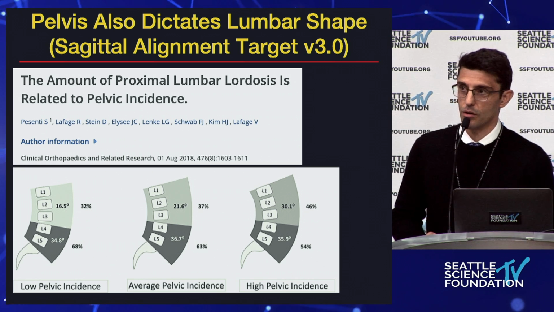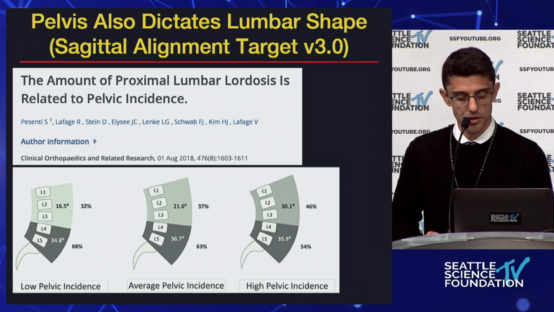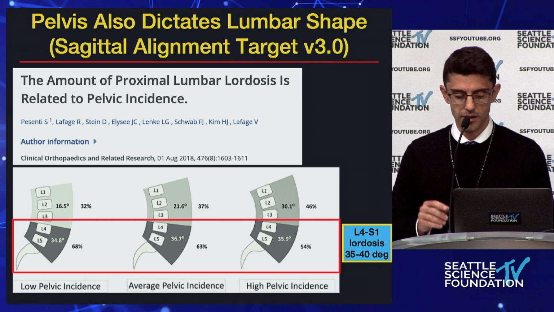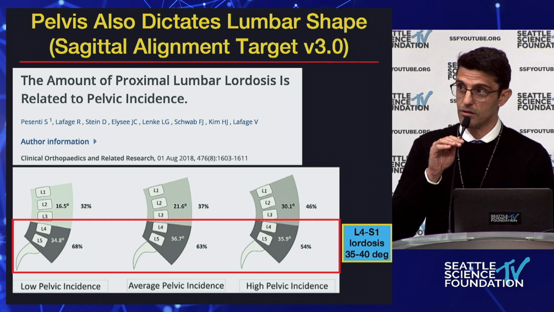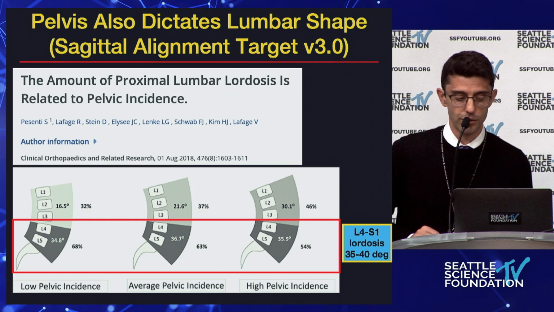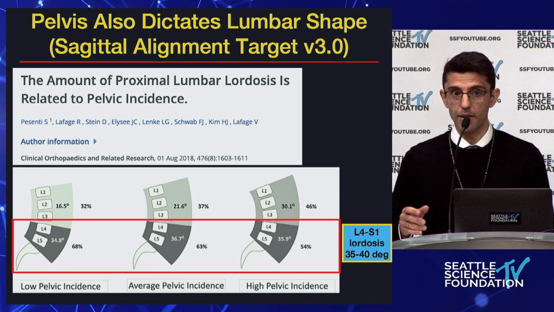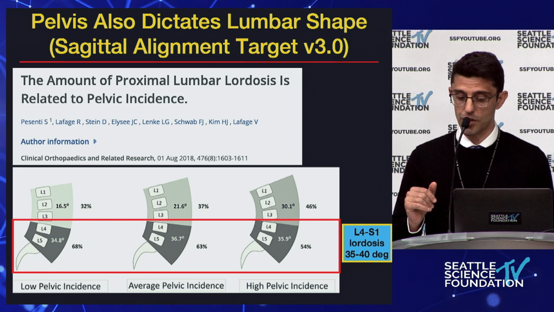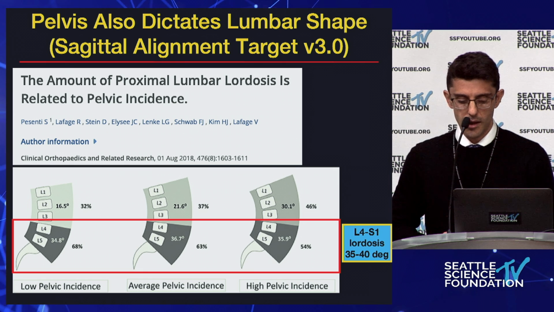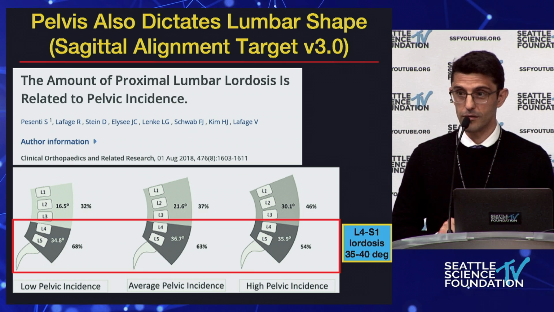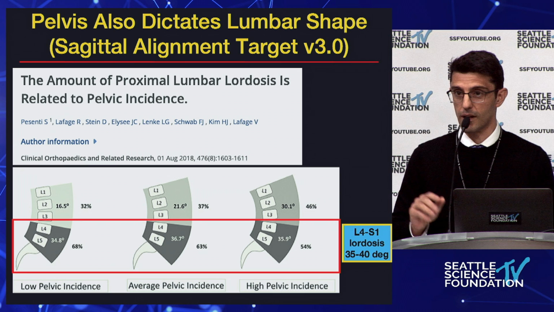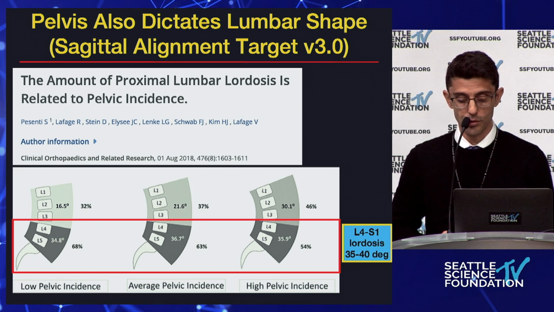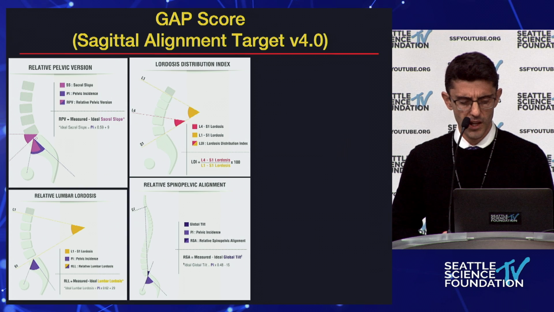And this is a nice article from Virginie Lafage, and they found that irrespective of your pelvic incidence, essentially everybody needs 35 to 40 degrees of lordosis from L4 to S1, and then depending on your pelvic incidence magnitude, your upper lumbar shape varies. And so this is what I would consider version 3.0 of sagittal alignment, that everyone should aim for an L4 to S1 lordosis of 35 to 40 degrees.